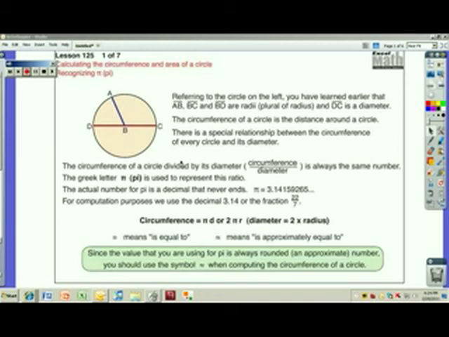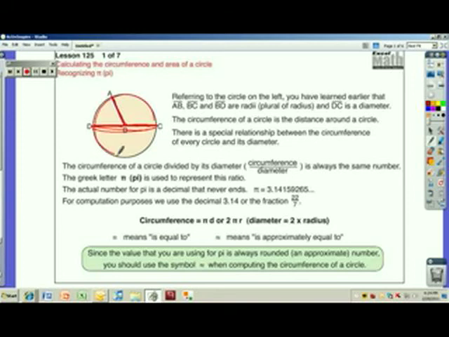So here we go. Referring to the circle on the left, you have learned earlier that AB, BC, and BD are radii, plural of radius, and DC is a diameter. So you know that this is a radius, that's a radius, and that's a radius, right? You also know that this, from D to C, is a diameter. That's review.